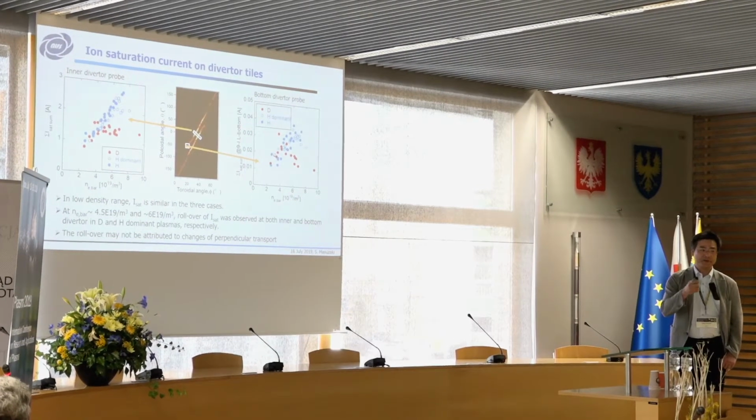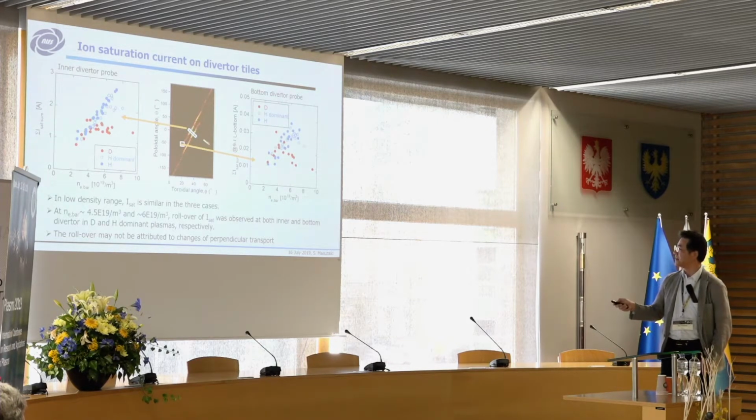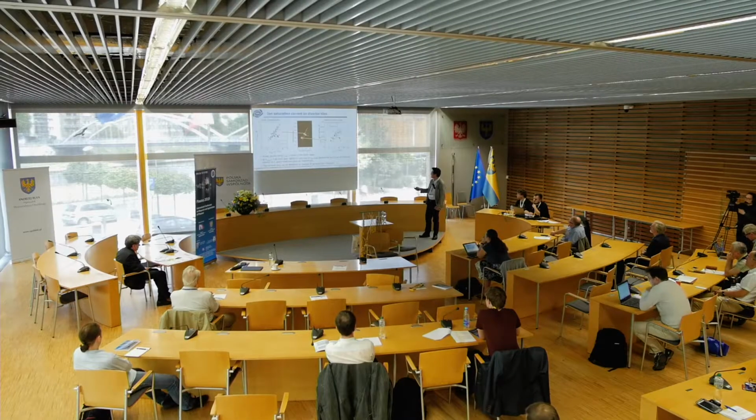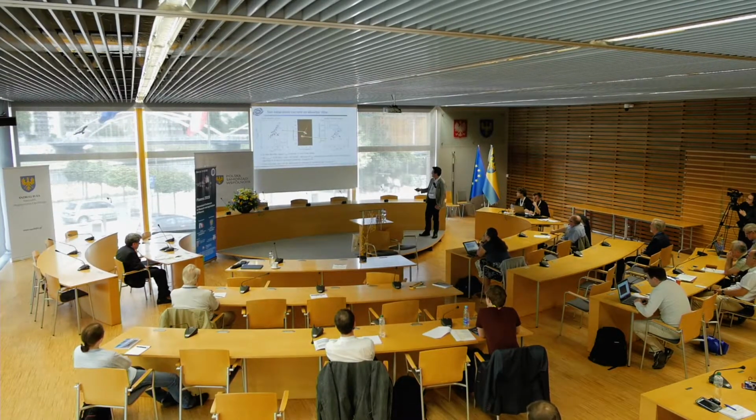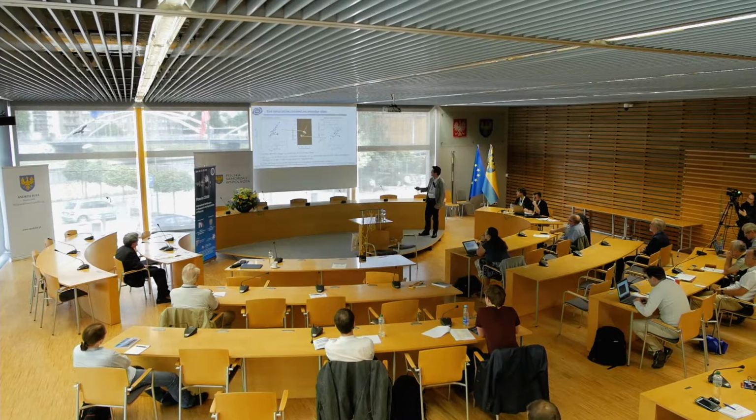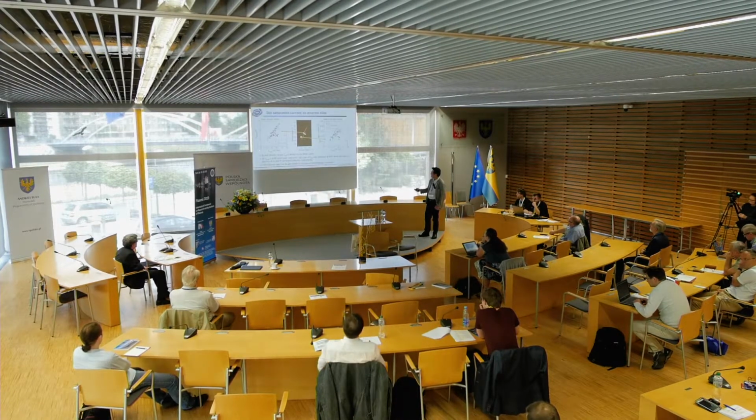And this is ion saturation current on the divertor tile. We installed Langmuir probes. This is a little bit difficult to understand, but here is the mid-plane, on both sides of the mid-plane, and we installed the Langmuir probes here. And this is ion saturation current versus line average density. So blue one is hydrogen.